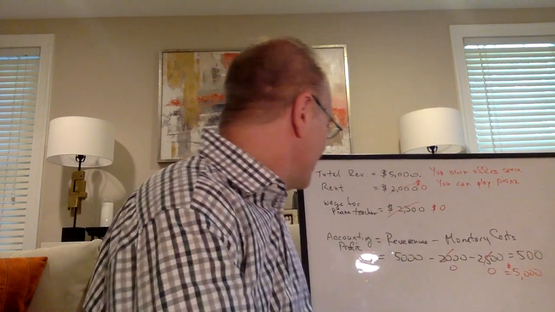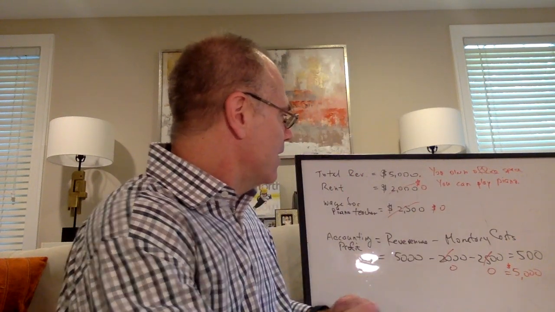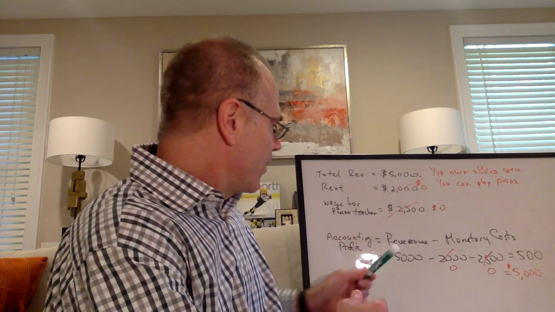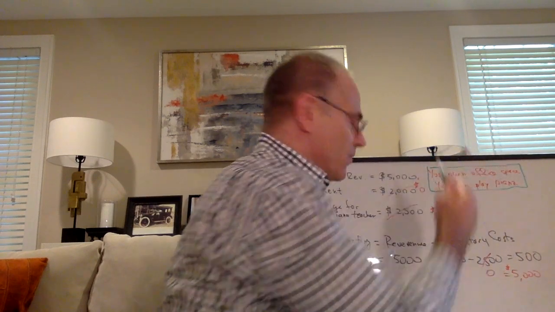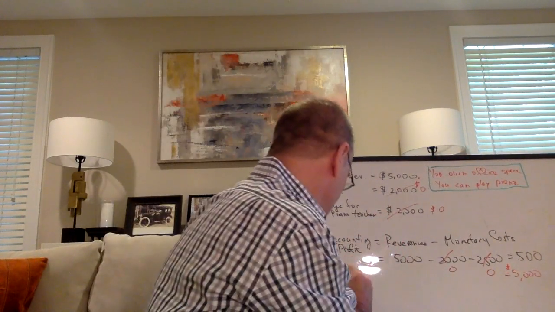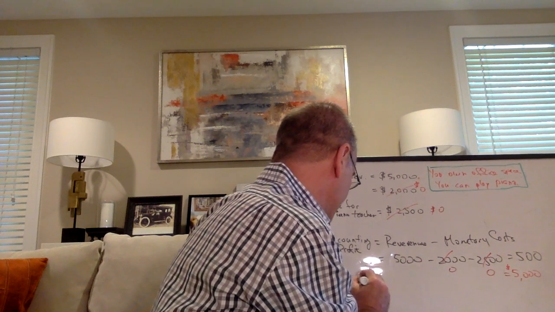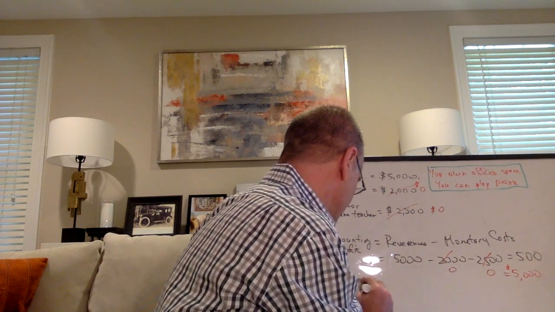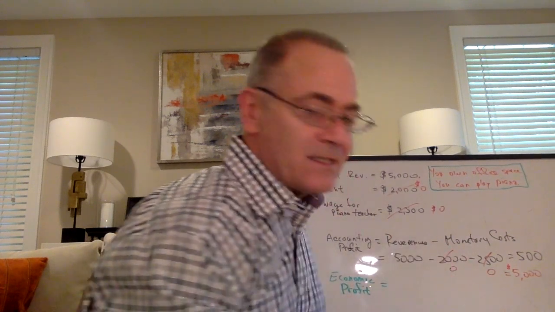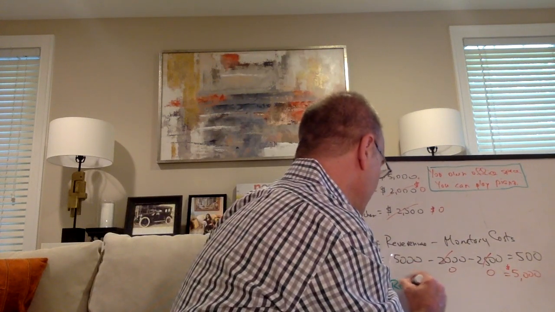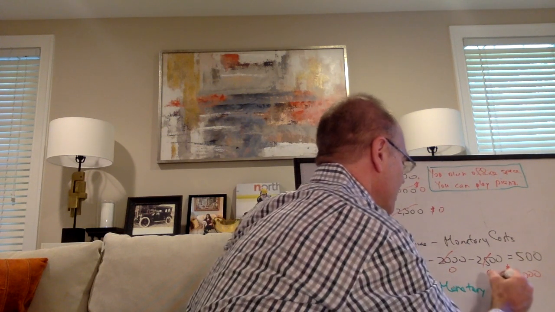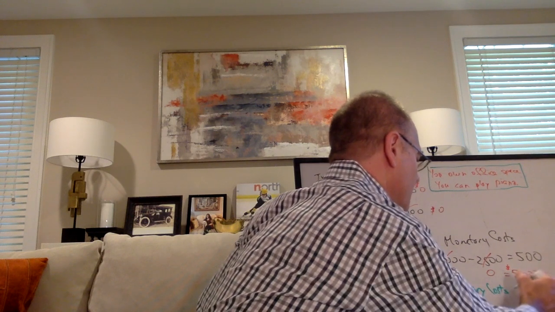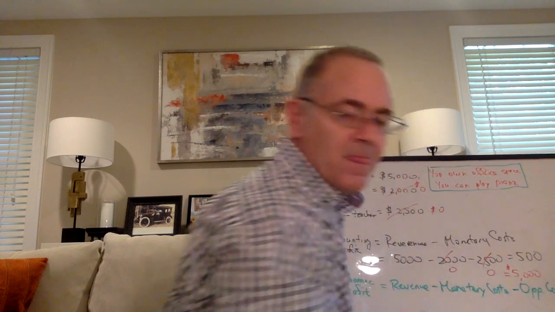So now let's look though at the green. We're going to still maintain these assumptions. Okay, the assumptions in red. Okay, but now we're going to look at the economic profit. And this is revenue minus monetary costs minus opportunity costs. Okay.